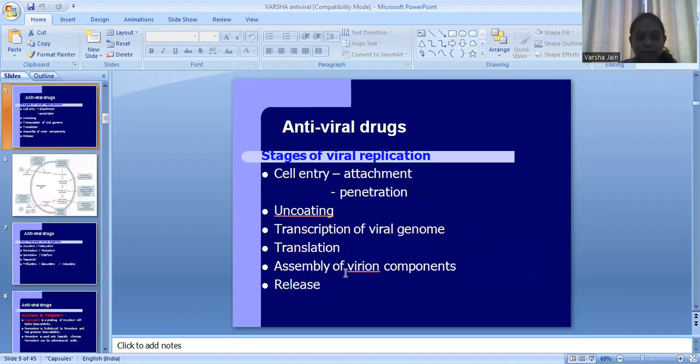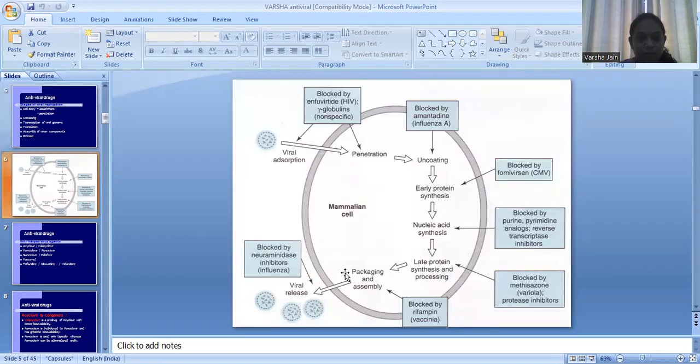Now the stages of viral replication. It starts from cell entry, that is attachment, and then penetration. Then comes uncoating, transcription of the viral genome, translation followed by assembly of viral components, and then release. So this is the attachment followed by viral penetration.